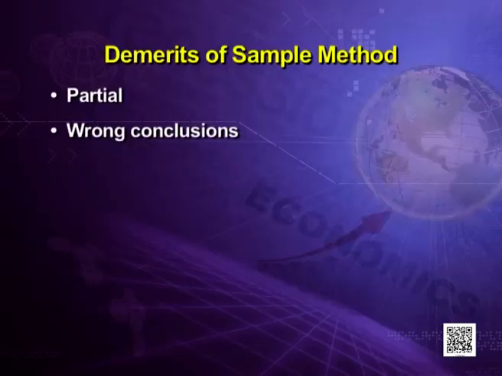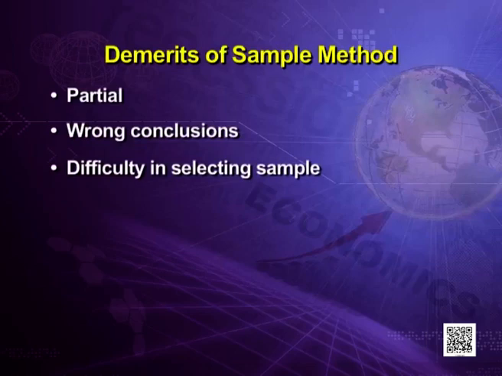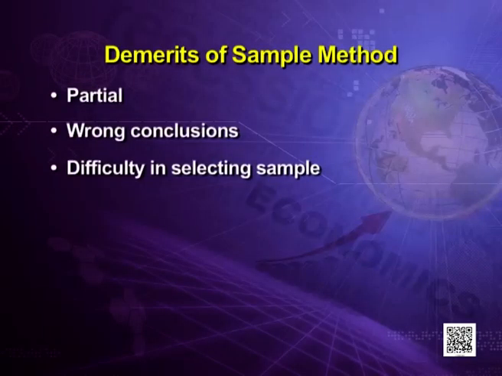The third demerit is difficulty in selecting sample. It is not an easy task to select a sample from the entire population. We face different kinds of difficulties in selecting a sample. The last demerit is specialized knowledge. Only a person who is an expert in statistics, or who has full knowledge of sample selection, can pick the true sample which truly represents the entire population.